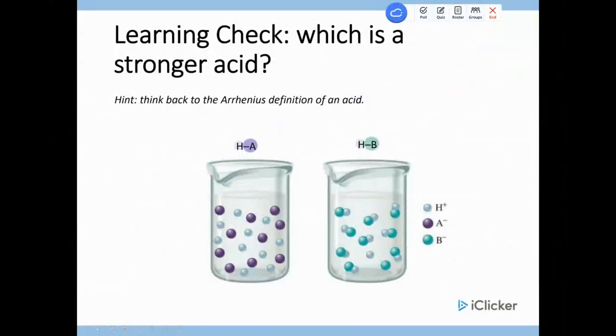So we've got 2 learning checks here. Let me talk you through these 2 questions and then I'll start it. But here we have particle pictures. We've got 2 acids, HA, which was added to water in this beaker, and HB, which was added to water in this beaker. The first question is, based on these pictures, which acid is stronger? And keep in mind, there are HA, HB associated molecules, and then you've got H plus, A minus, and B minus, the dissociated ions.